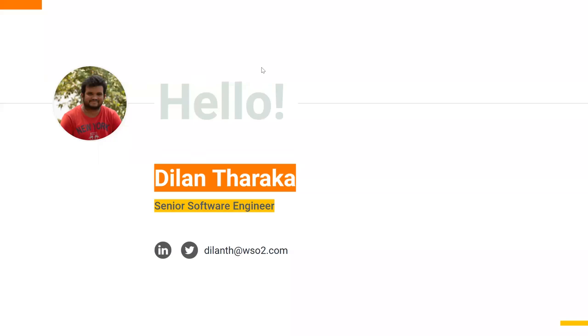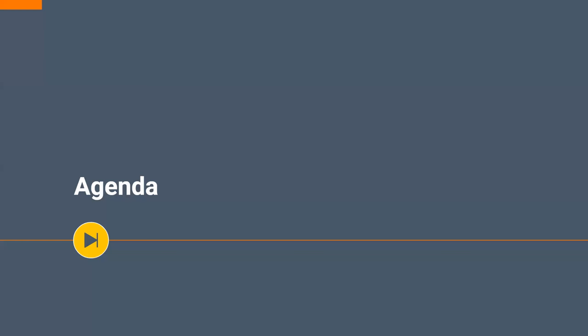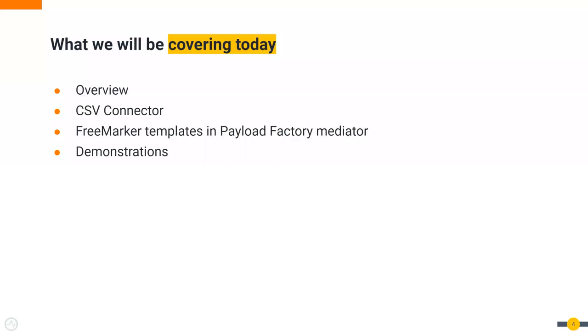Yeah, as I said, I'm Dilan Tharaka, and I'm a senior software engineer working at WSO2. In today's session, if we quickly go through the agenda, we are giving you an overview of this integration domain and how JSON and CSV transformations are critical in it. We are talking about a new feature that was introduced in MI 4.0, the CSV connector. And we are talking about the FreeMarker templates in the Payload Factory Mediator, which was introduced recently to MI. We are having several demonstrations of how these two things work in MI.